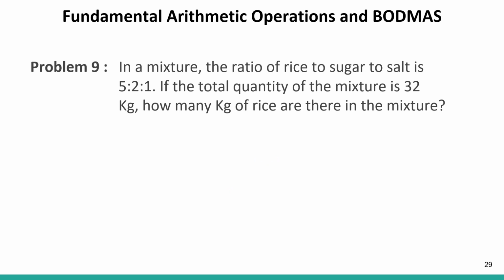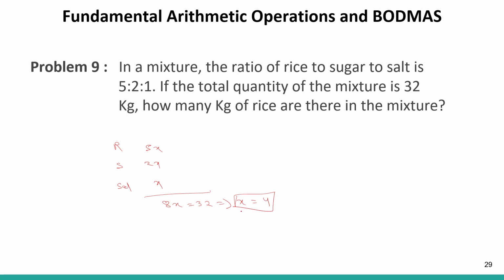In a mixture, the ratio of rice to sugar to salt is 5:2:1. If the total quantity of the mixture is 32 kg, how many kg of rice are there in the mixture? So let the amount of rice be 5x, the amount of sugar be 2x, and the amount of salt be x. So their addition is 32 kg. So 5x plus 2x plus x is equal to 8x, which is equal to 32. So this implies that x is equal to 4.